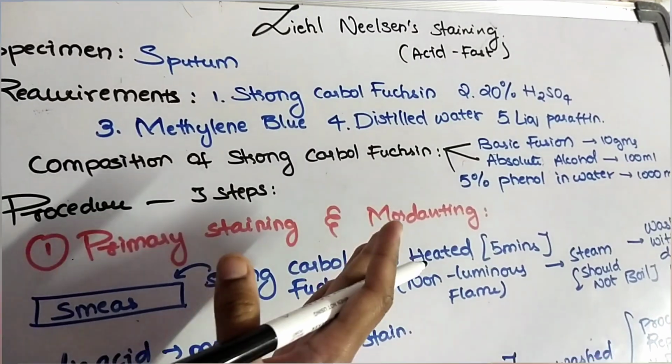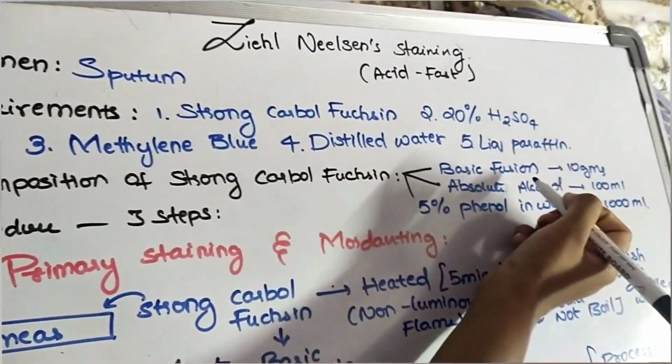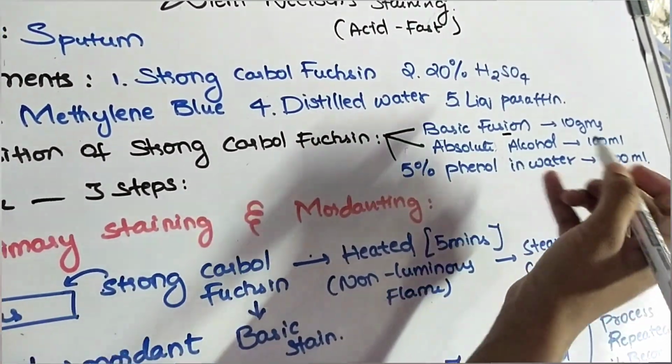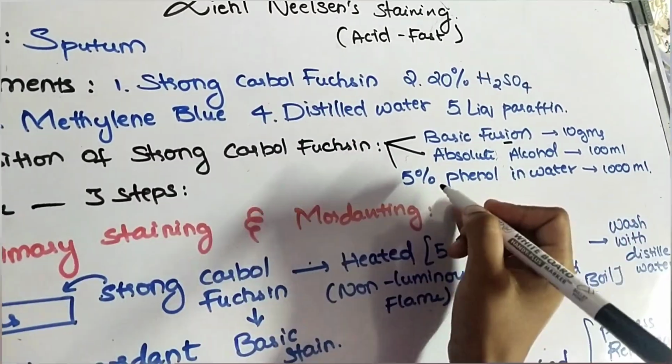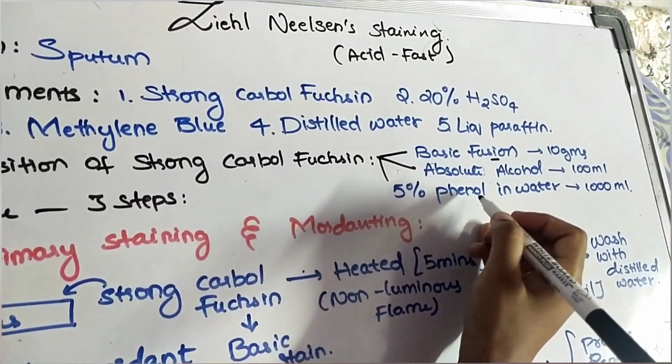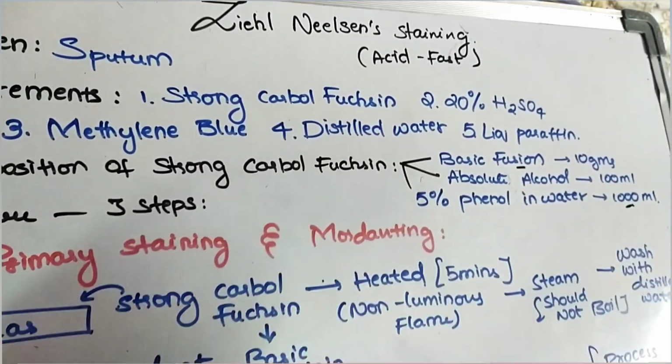Now the composition of strong carbol fuchsin is basic fuchsin 10 grams, absolute alcohol 100 ml, 5% phenol and water 1000 ml.